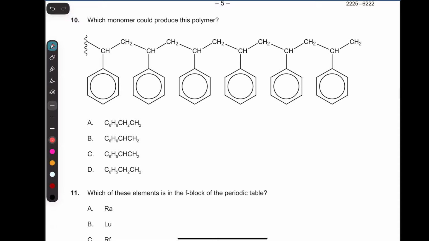Next, which monomer could produce this polymer? So pretty easy. We have to basically segregate the portion which is being repeated. And as it's only carbon, it would be an alkene. So it will become CH=CH2. So what would be the formula? This is C6H5, the ring, because hydrogen has been replaced with this CH=CH2. And then you'll have CH, CH2. C6H5, CH=CH2. Answer is option C.